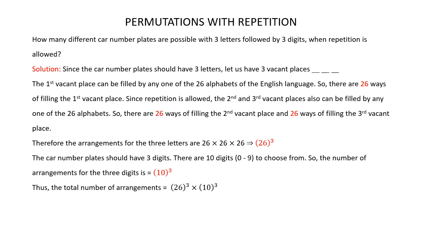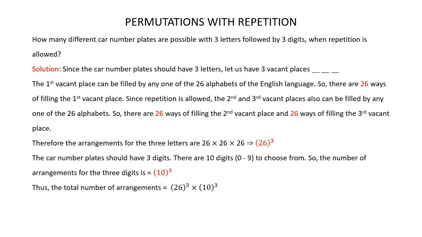Look at this example to understand clearly the concept of permutations with repetition. How many different car number plates are possible with 3 letters followed by 3 digits when repetition is allowed? So here the car number plates have to have 3 letters and 3 digits. Now since the car number plates should have 3 letters, let's have 3 vacant places like this. Now the first vacant place can be filled by any one of the 26 alphabets of the English language. So there are 26 ways of filling the first vacant place.